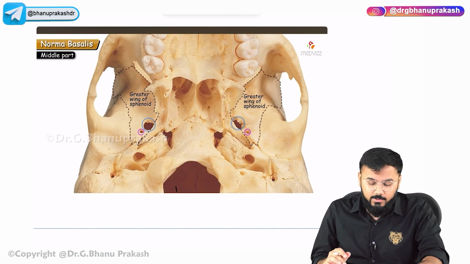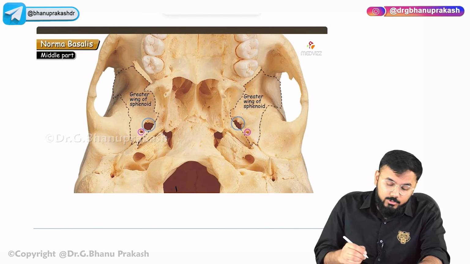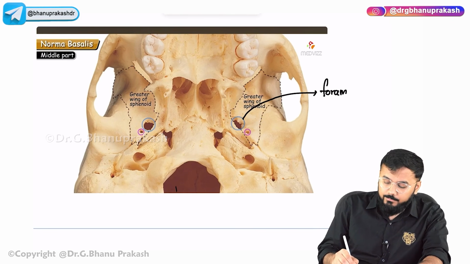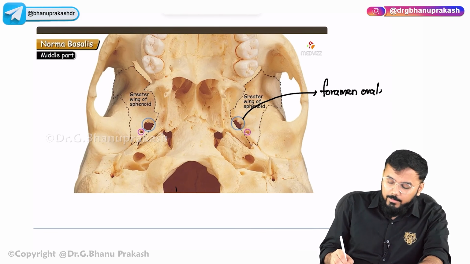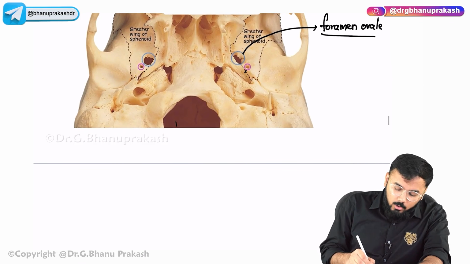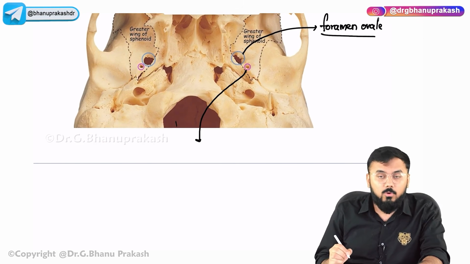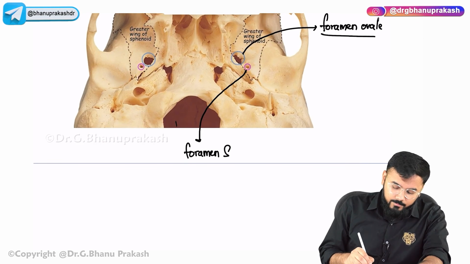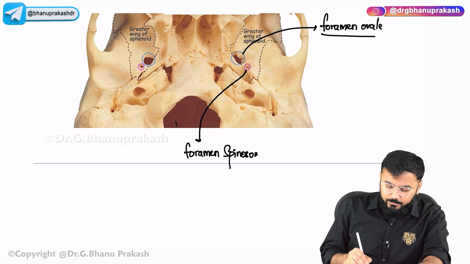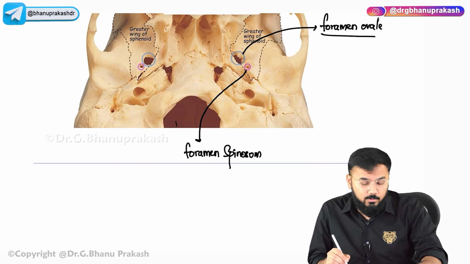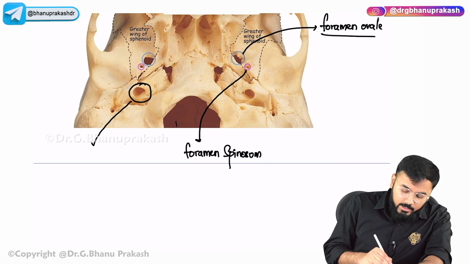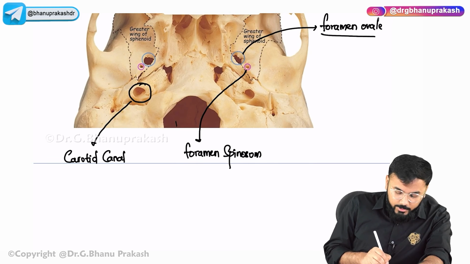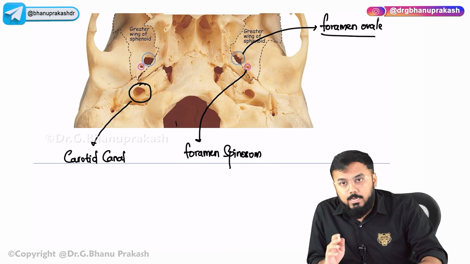So in this greater wing of sphenoid, you see two openings here. What are these two openings? One oval shaped opening over here is called foramen ovale. And one small opening just located below this foramen ovale is called foramen spinosum. And down here you see a canal over here. This is called as carotid canal. So let us see what are the structures that are located.